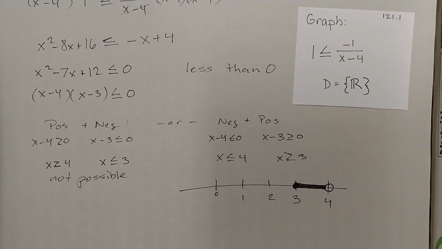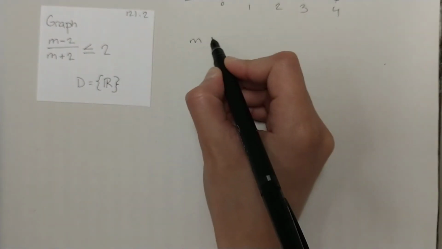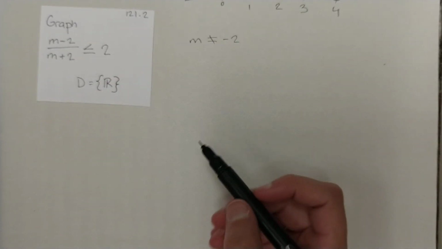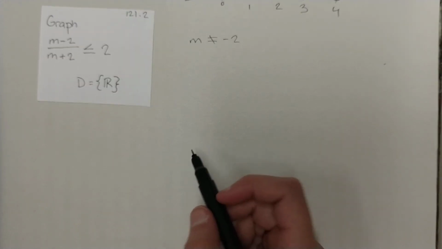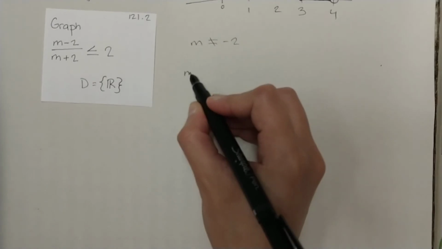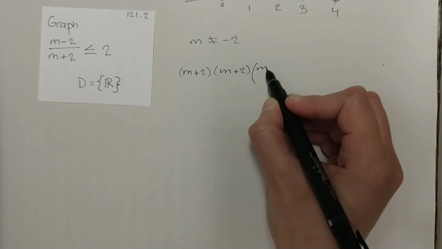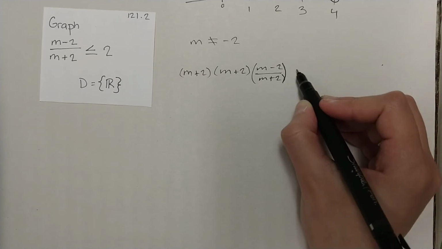All right, let's try another one. In this problem, we have m minus 2 over m plus 2 is less than or equal to 2. Right off the bat, we can say m cannot equal negative 2 because then that denominator will be 0. Let's do the same thing we did with the previous problem, which is just multiply by that squared denominator. So we have m plus 2 squared in parentheses.